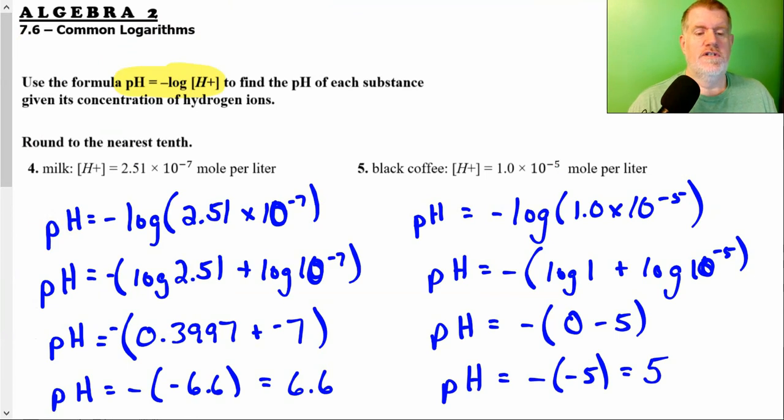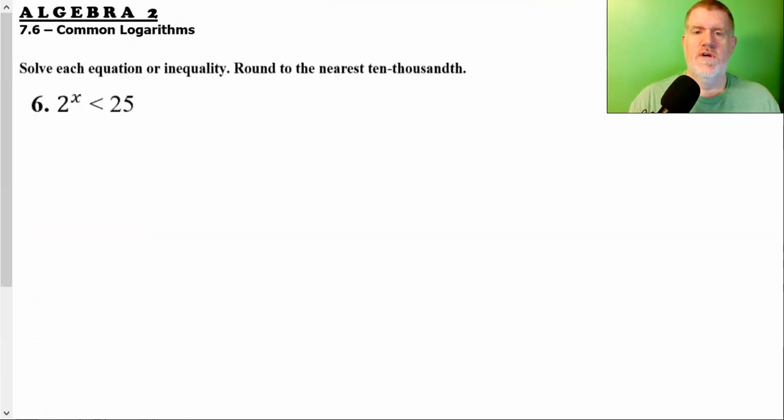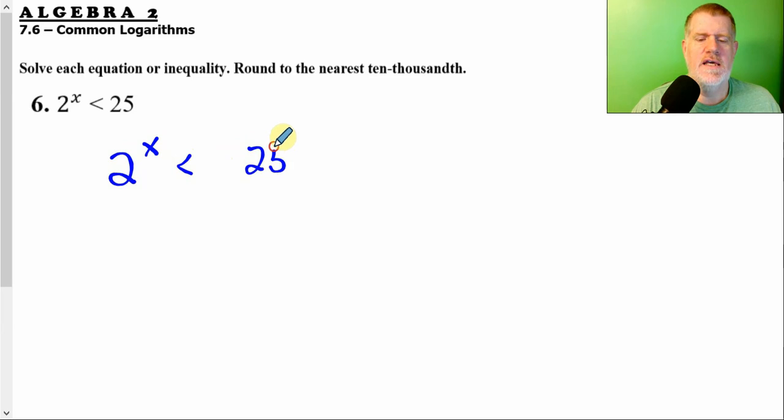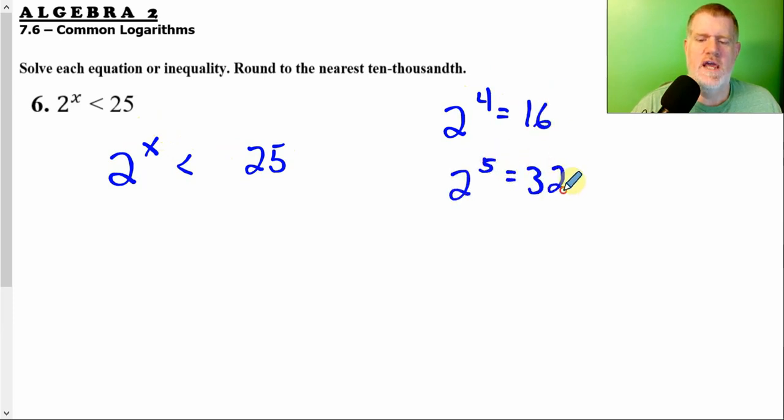So now we're going to do a few examples of solving equations. So 2 to what power is less than 25? Well, what I've got to figure out is how can I get this exponent out? I know that 2 to the 4th is 16, and I know that 2 to the 5th is 32. We've been doing those for a while. The answer's got to be between 4 and 5, but how do I figure it out exactly? Well, here's the trick.